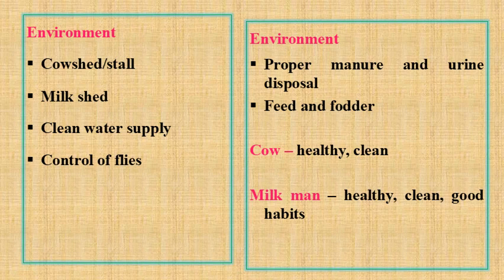Then feed and fodder. Feed and fodder often give a bad smell, particularly if old fodder is used, there can be a fungal smell, and sometimes the feed can have a fungal smell. So feed and fodder should be kept away, especially from the milking shed. Then about the cow. The cow should be healthy and clean, so it has to be washed regularly, and especially before milking, the udder should be clean, washed and dried, which we are going to discuss more later. And about the milkman. The milkman directly plays an important role in milking the cow, so he has to be healthy, clean, with good habits and other hygienic aspects, which we will see in more detail later.